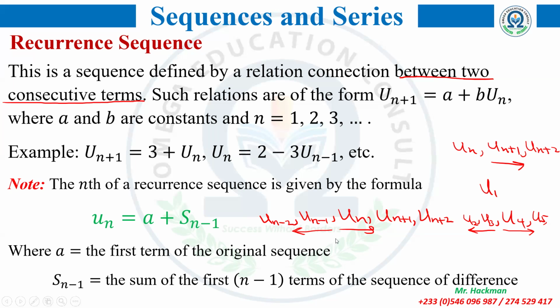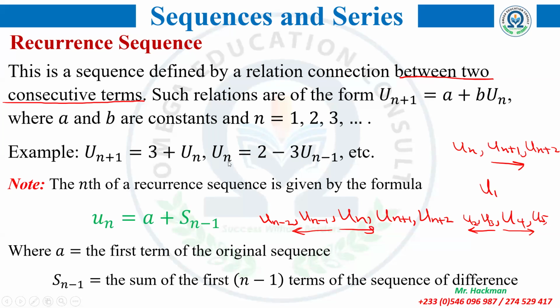Can I say that u sub n and u sub n minus 1 are consecutive terms? Yes, they are. You can see they follow each other directly. Adjacent in the sense that there is no term between them. So if you look at this, remember we said the relation must connect two consecutive terms. U sub n and u sub n plus 1, are they consecutive terms? Yes, so it means indeed there's a recurrent sequence because the connection is between consecutive terms.